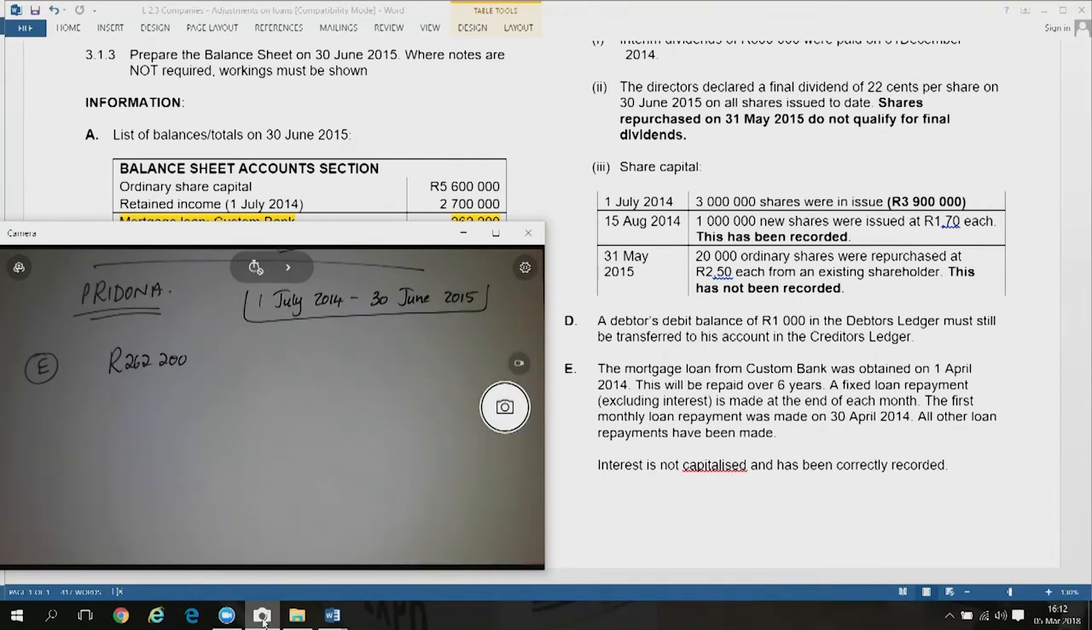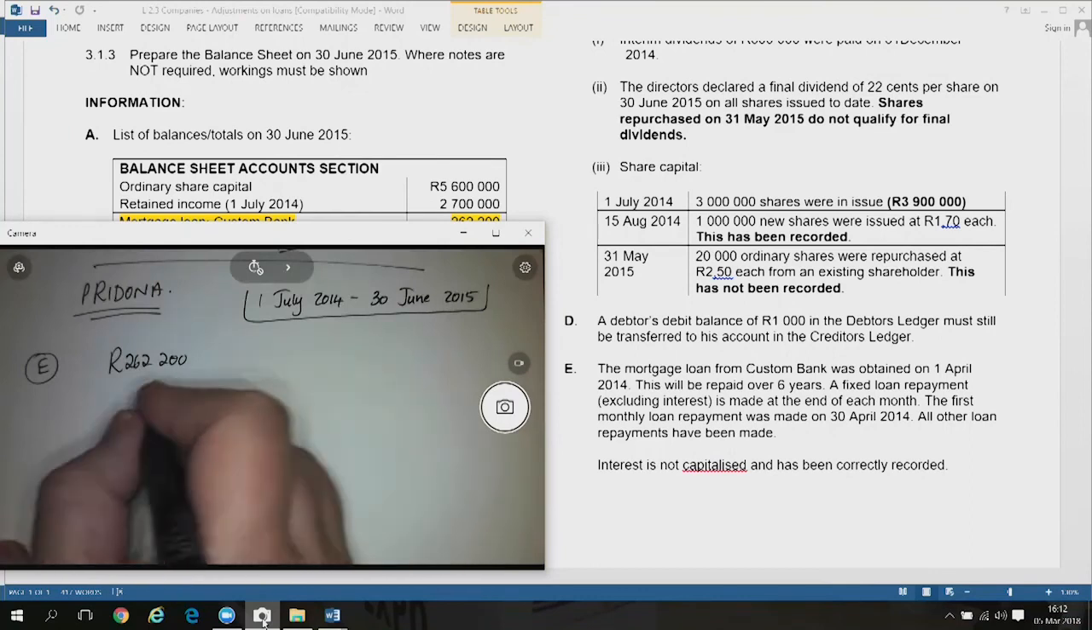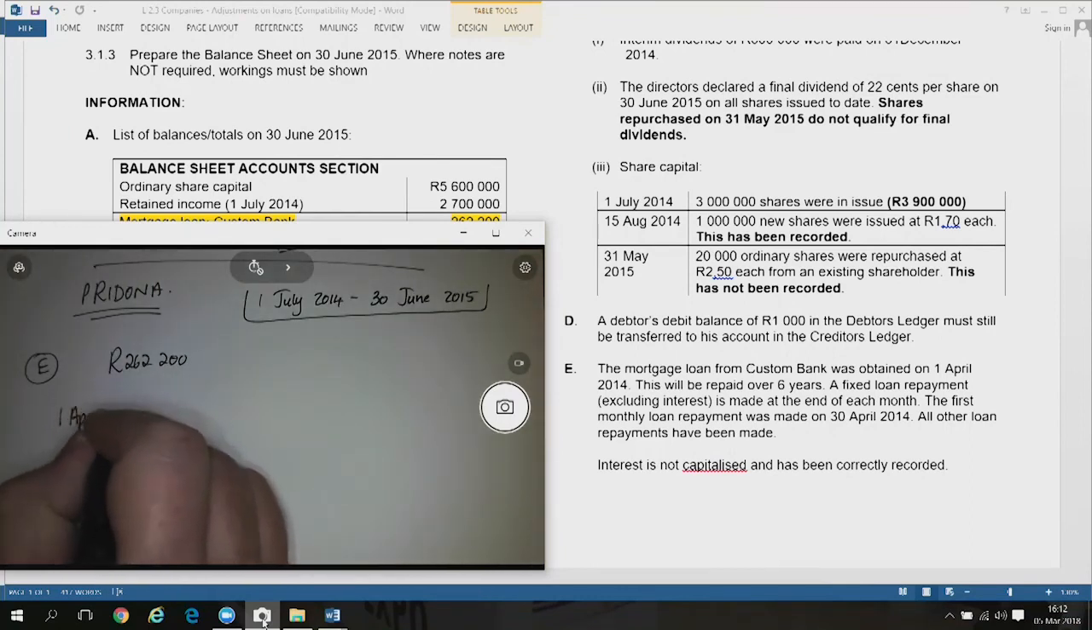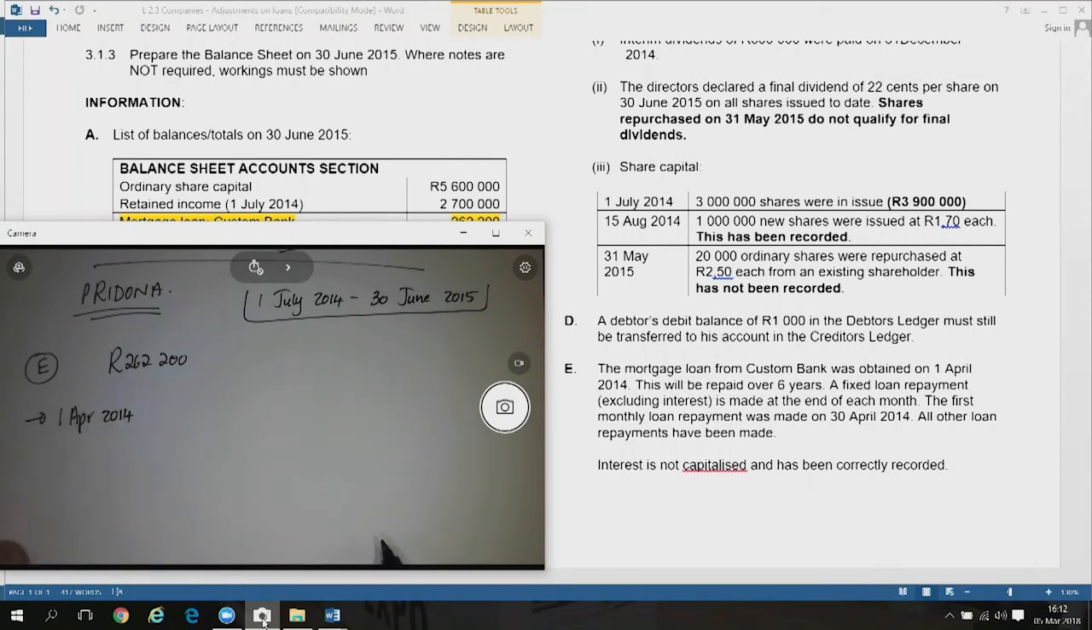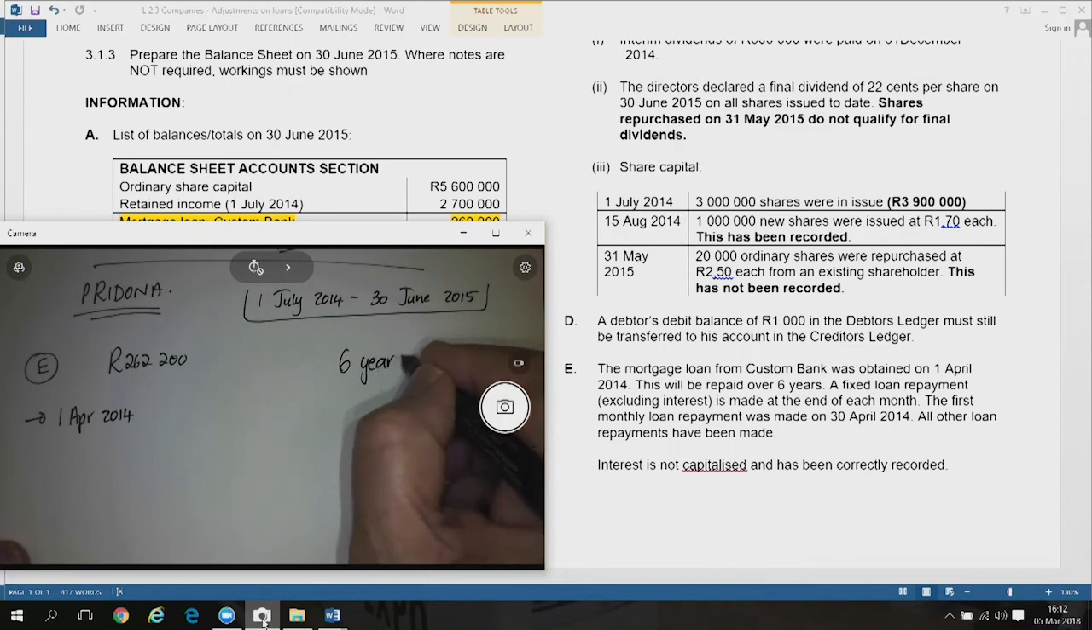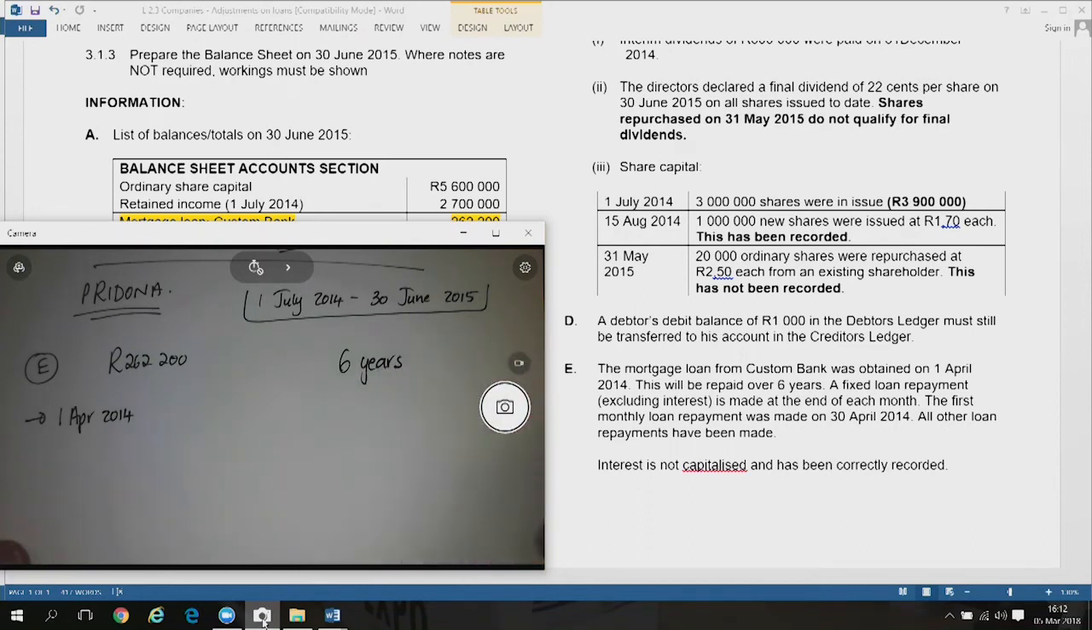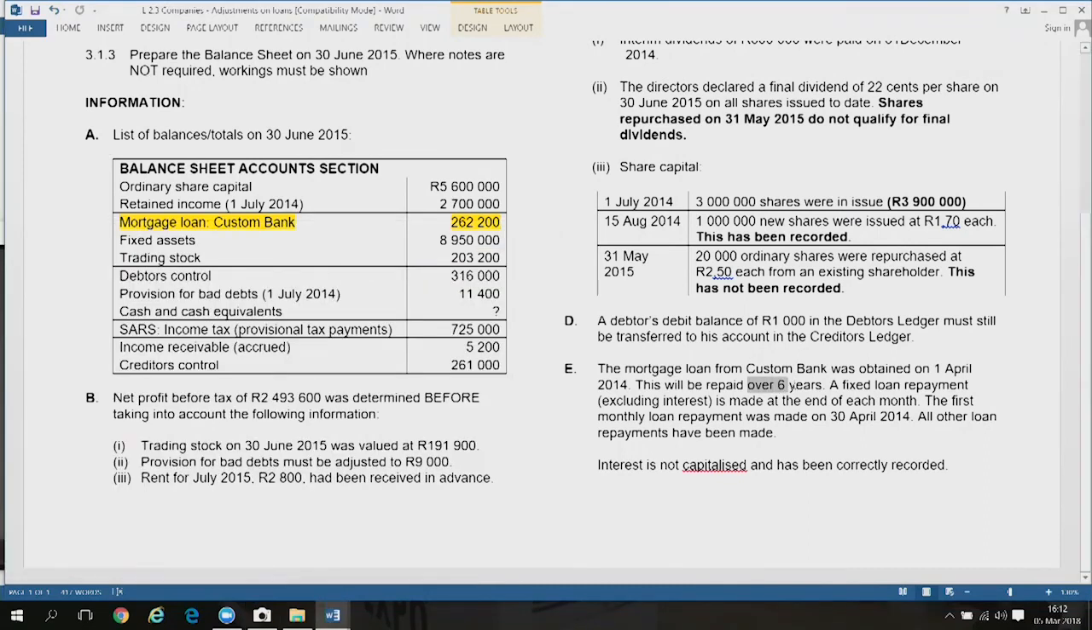The mortgage loan was obtained on the 1st of April 2014. That was before our year started. This will be repaid over 6 years. The fixed loan repayment is made at the end of each month. This is important. The date that we obtain the loan is very important. And then we are going to pay at the end of each month. So you're going to pay back the loan monthly.